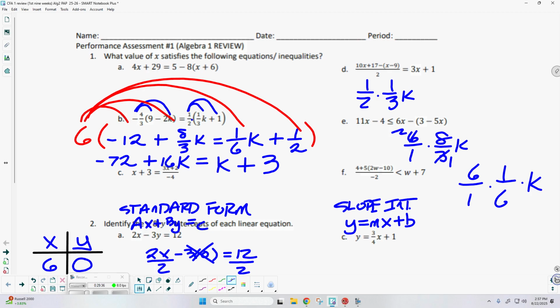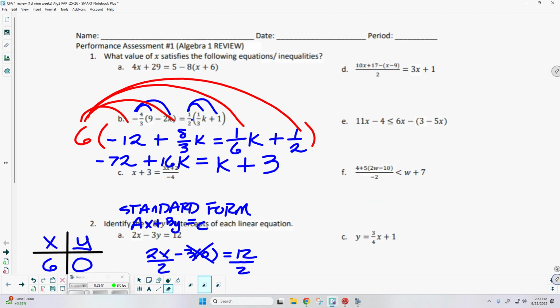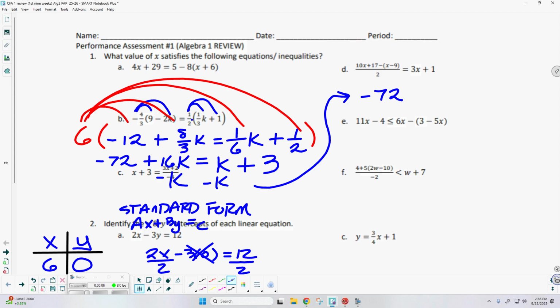Okay. Now, don't get me wrong. I mean, can we solve the equation with fractions? Yeah, it'd be super fun, right? Sure, yeah. But you'll make it easy on yourself. Now all we have to do is just combine like terms, isolate, all that good stuff. So let's say I want to go ahead and subtract the k over. So 16k minus k. So I'll continue this up here. So we have a negative 72, plus 15k is equal to, we already got rid of the k, so that's 3.